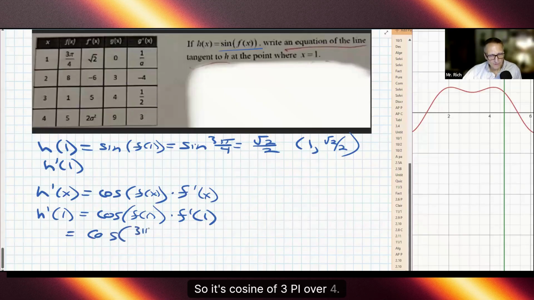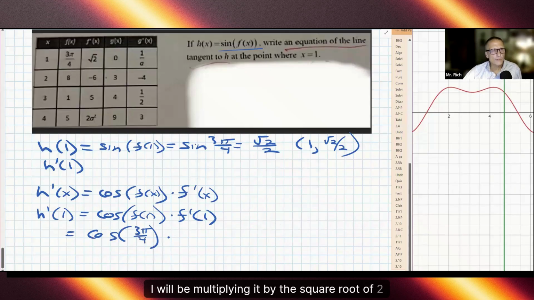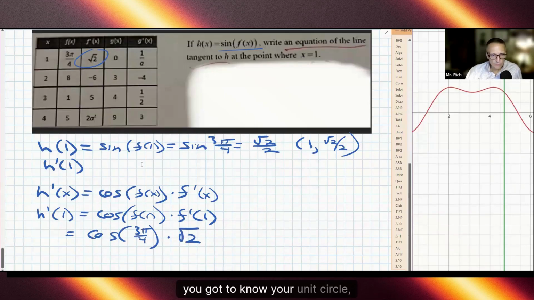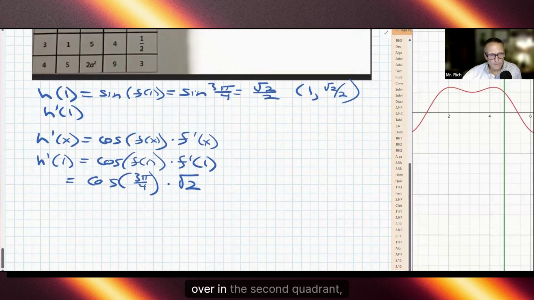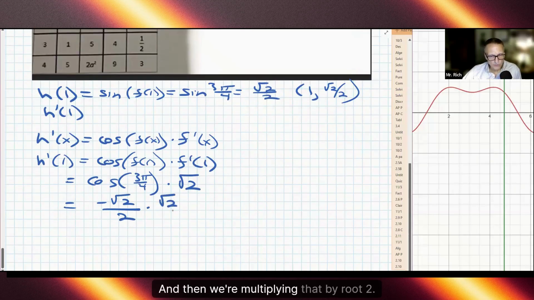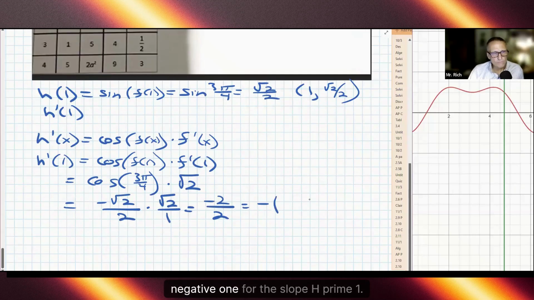Okay, so f of 1 is 3 pi over 4. So it's cosine of 3 pi over 4. And whatever that is, I will be multiplying it by the square root of 2, because f prime of 1 is the square root of 2. Well, you've got to know your unit circle, right? Cosine of 3 pi over 4, again over in the second quadrant, is going to be a negative root 2 over 2. And then we're multiplying that by root 2. That looks to me like negative 2 over 2, or a negative 1 for the slope. H prime of 1. Am I missing something?